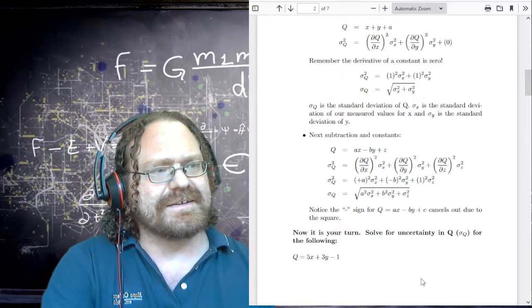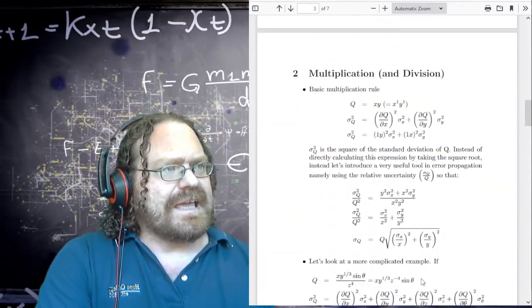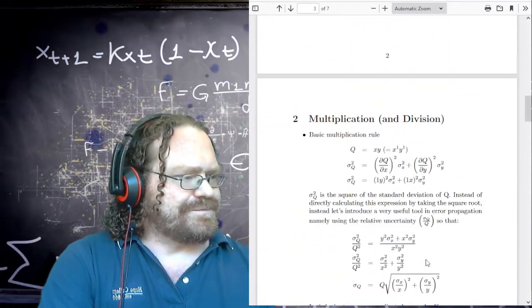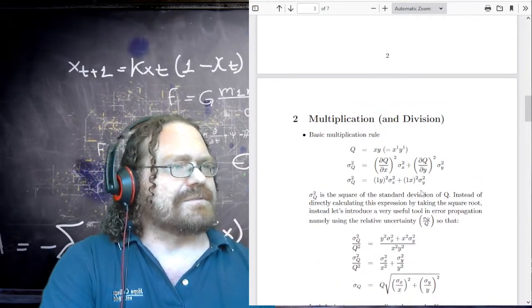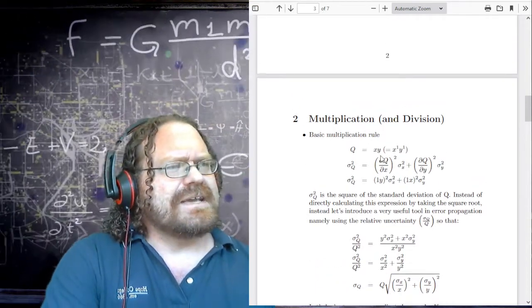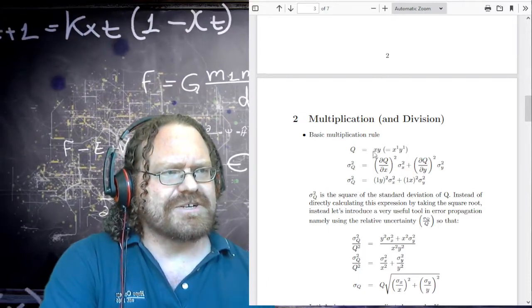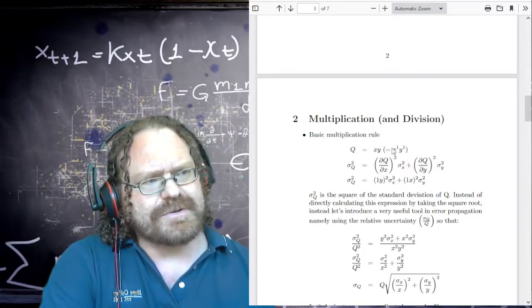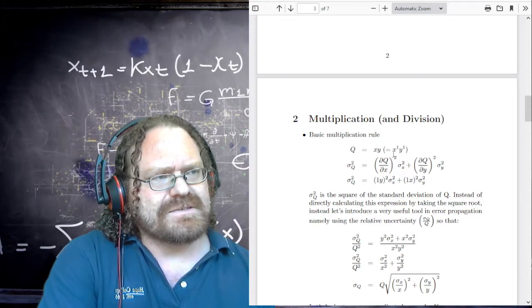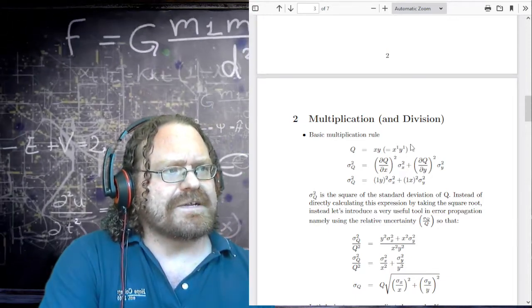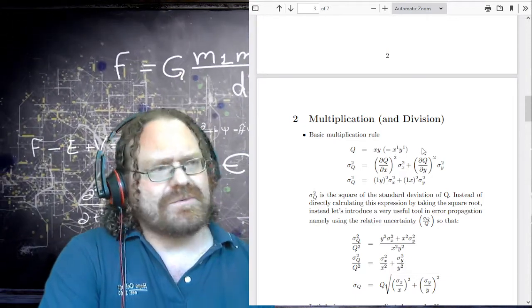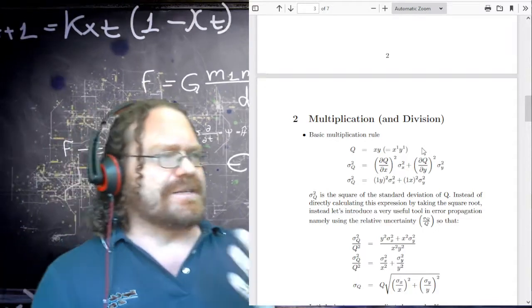Okay, so let's move on. Let's look at multiplication and division. Okay, basic multiplication rule. So let's say now Q is an expression or a function of x times y. And just as a reminder, it's x raised to the power of 1, y raised to the power of 1. And we'll see in just a second why this is important.